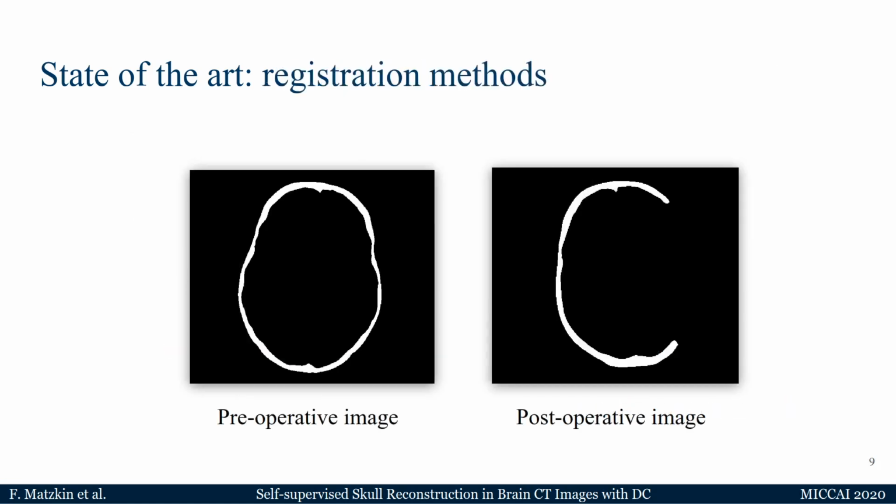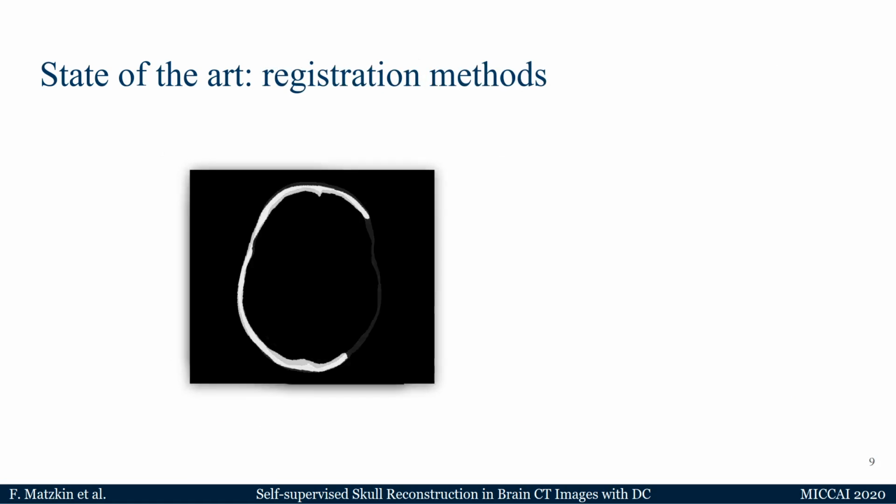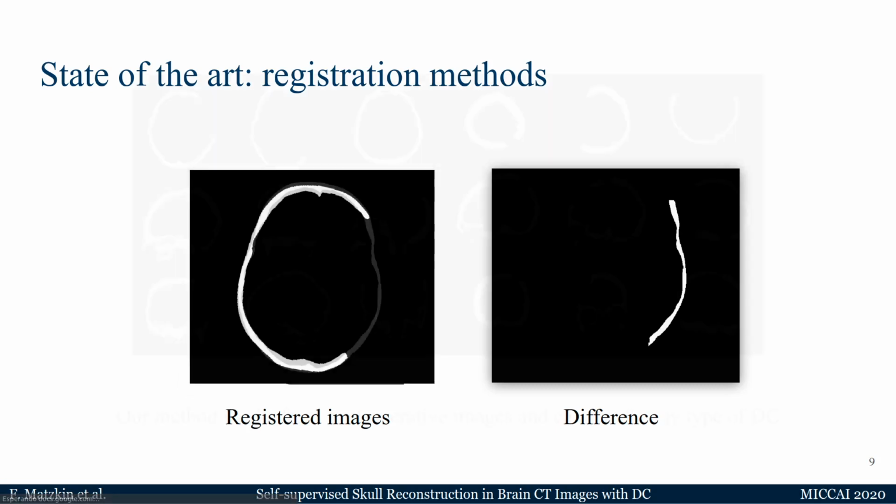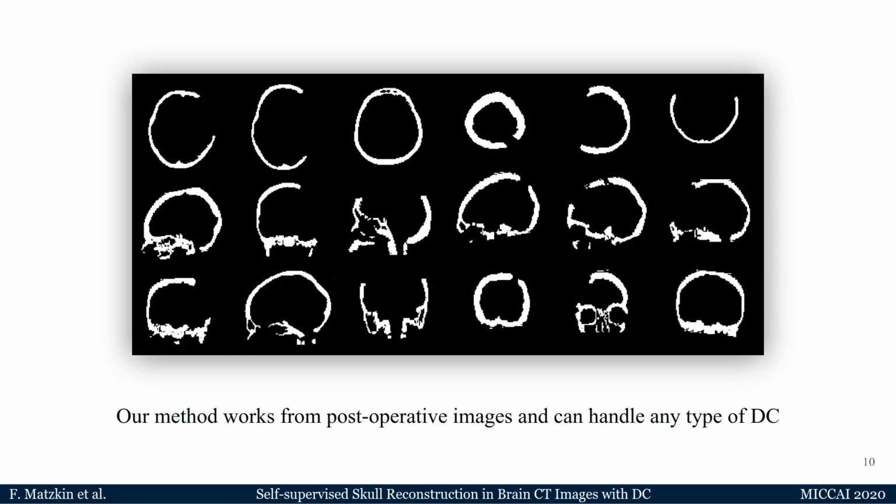An alternative approach to obtain the flap reconstruction is to register the post-operative image to the pre-operative one and then subtract them. This method could introduce noise, since not all pre- and post-operative images always contain the same amount of slices, and depending on the bone extraction process, spurious segmentations may appear. Moreover, this approach requires access to pre-operative images, limiting its applicability. The method that we propose in this work operates on post-operative CT scans and is able to handle any type of DC, not only unilateral.